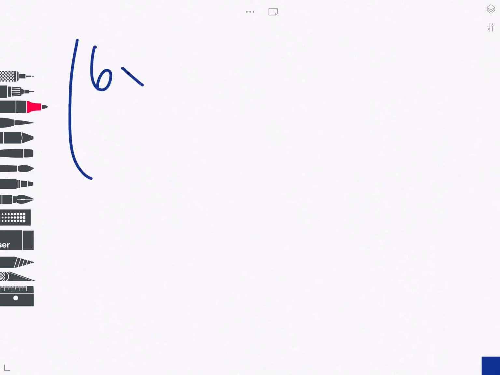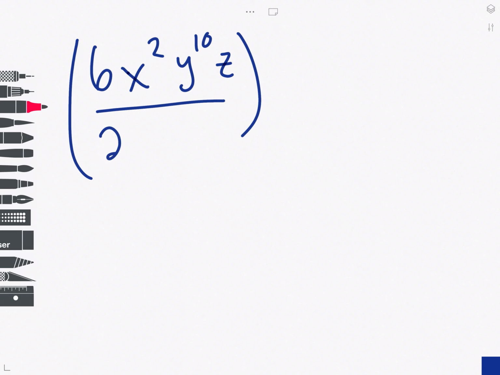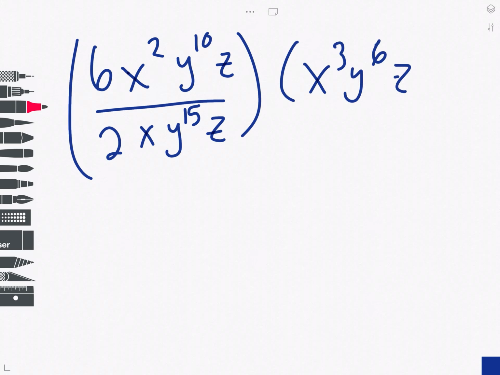Okay, so I'm going to get a new screen and we're going to try one that has everything all in it. Let's say you have 6x squared y to the 10th z, oops, that was ugly, let's try that again, z divided by 2x y to the 15th z times x cubed y to the 6th z to the 9th. Okay, looks crazy, looks terrible.